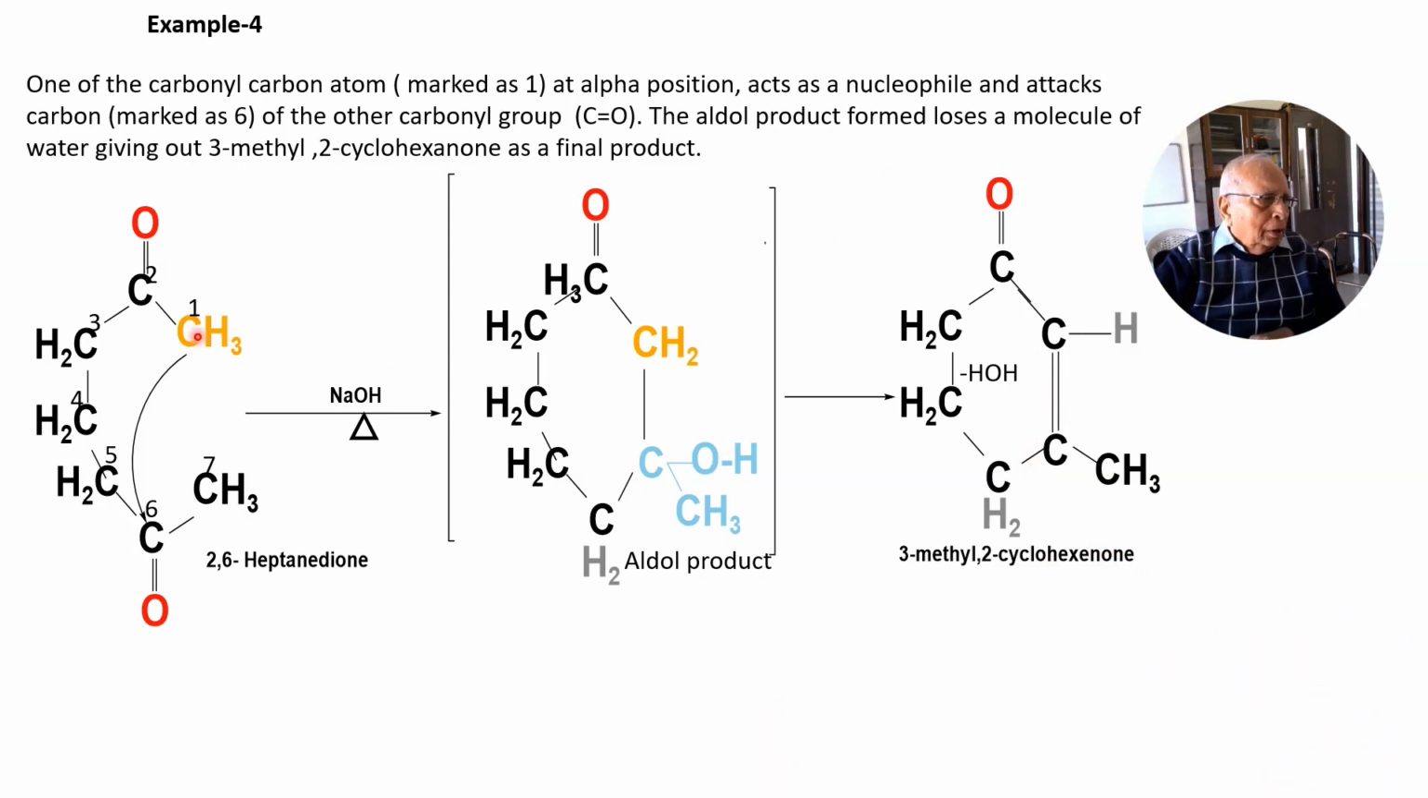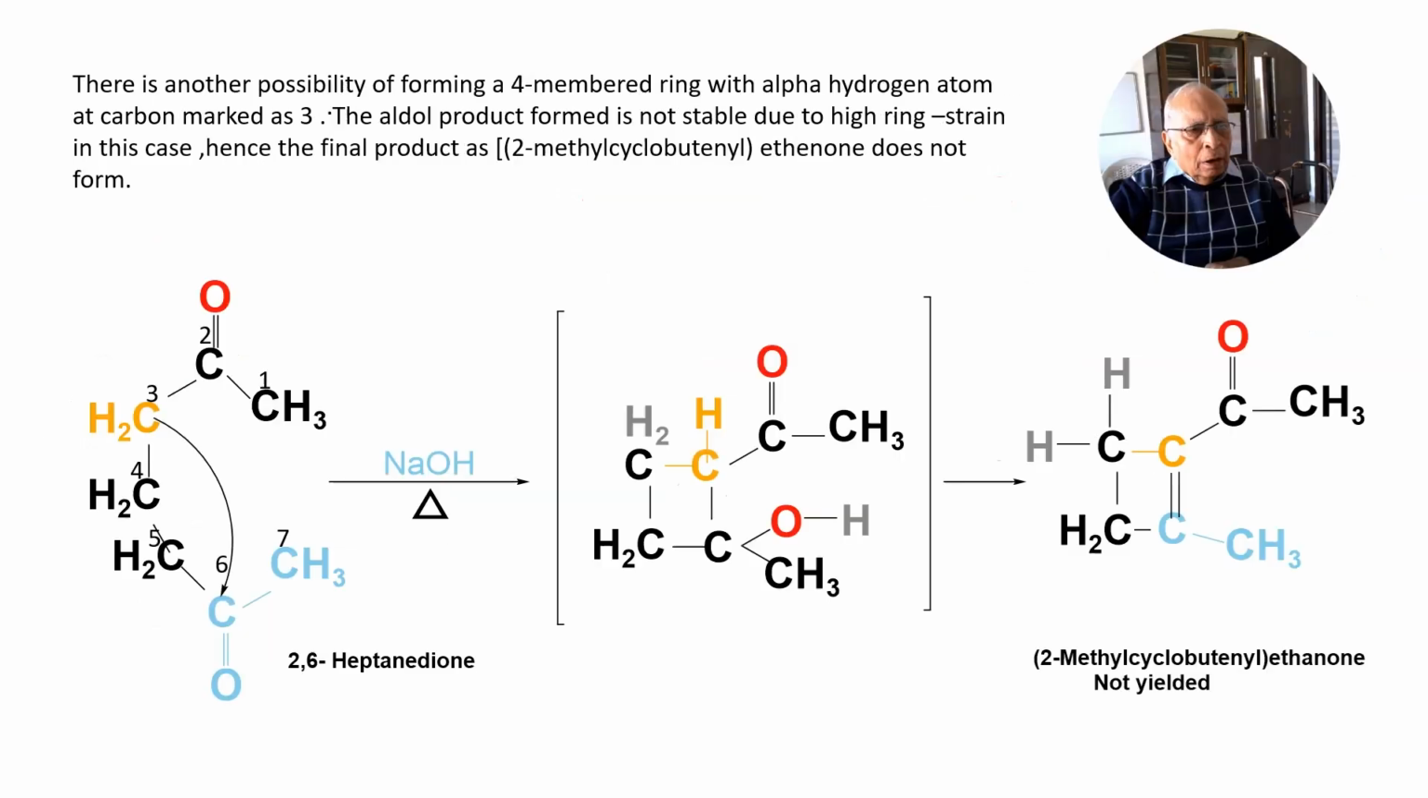Now let us see what will happen when the keto group, with the alpha hydrogen atom marked at 3, is used as a nucleophile. So here, you get the product in presence of NaOH. This is with the alpha hydrogen atom marked at 3. And you get a cyclic ring containing 4 carbon atoms.